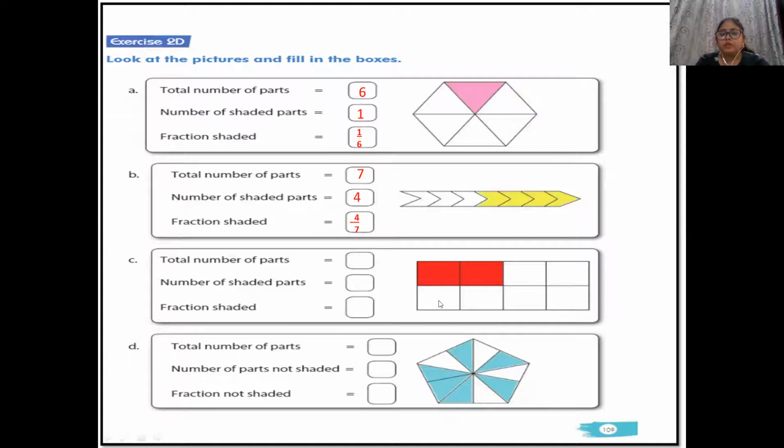Total number of parts: 1, 2, 3, 4, 5, 6, 7, 8. So it will be 8. How many parts are shaded? Only 2. So write down 2. So what will be the fraction? It will be 2 upon 8.